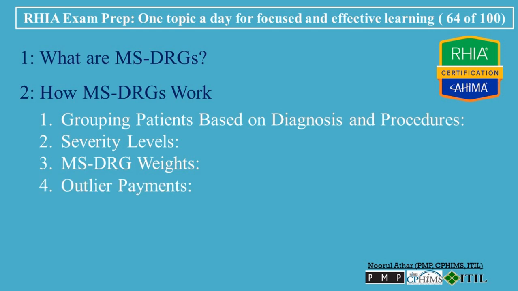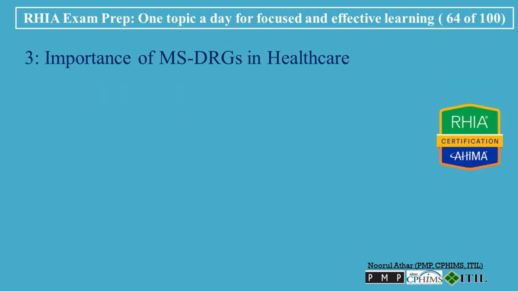4. Outlier payments. For cases that are exceptionally costly, CMS provides outlier payments in addition to the standard MS-DRG payment. These outlier payments are designed to cover the cost of unusually expensive cases, ensuring that hospitals are reimbursed fairly even when they treat high-cost patients.